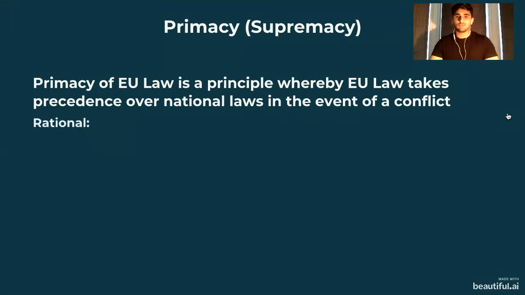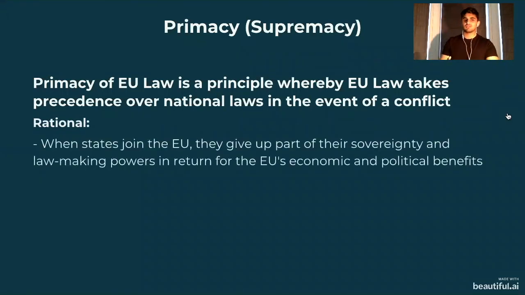So the rationale, the idea behind this is very similar to indirect effect. But the rationale is that when states join the EU and sign up to this international organization, essentially what they're doing when they sign on that dotted line is they give up part of their sovereignty and lawmaking powers, and they hand it off to the European Union. Now, ideally, every state wants to control all the laws within its borders, but a lot of the time that's quite inefficient. And so the EU says, well, we'll take some of your lawmaking powers, but in return, what you'll get is the EU's economic and political benefits.